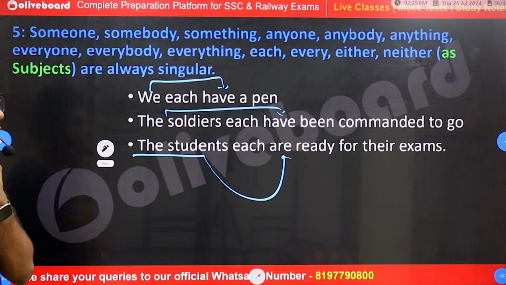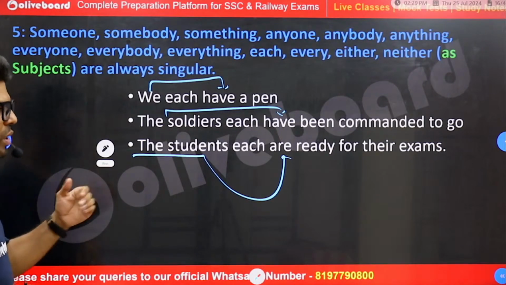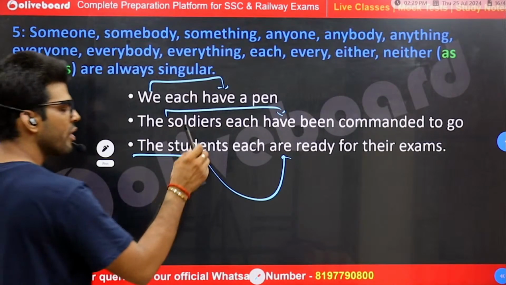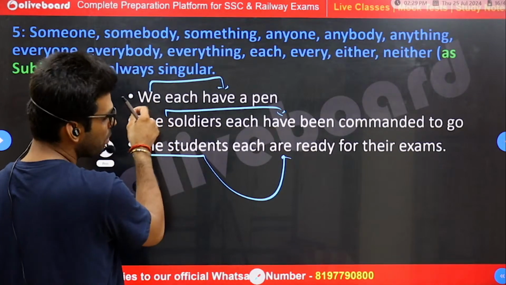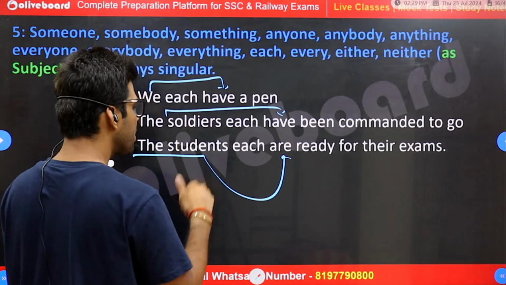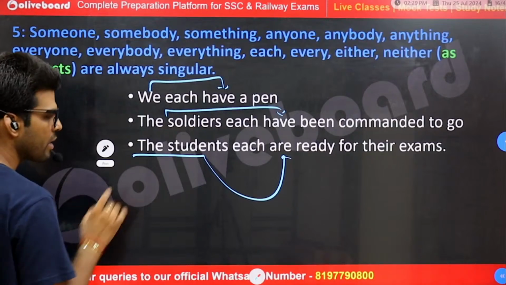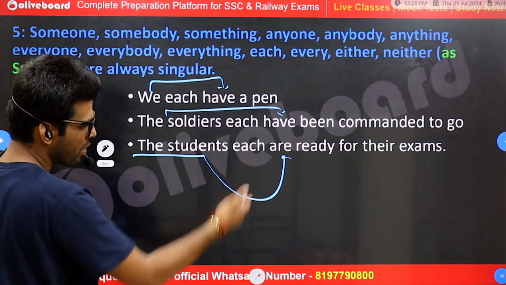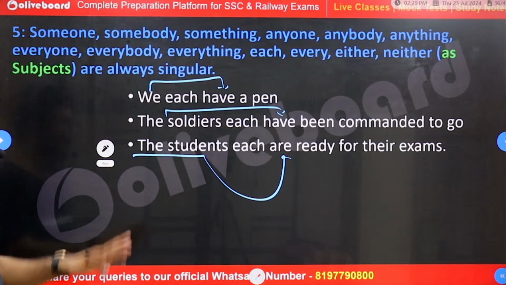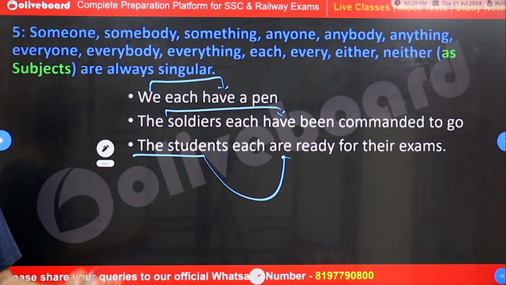It may be in between as well, it may be at the beginning as well. The students each are ready. So we are not putting a verb for each, we are putting a verb for students, soldiers, we, or a plural subject coming before that, for which a plural verb should be there. But yes, each is here just for emphasis. We may get confused and put a singular noun after each. No, that's not the subject. Had it been the subject, we'd be putting the singular verb.